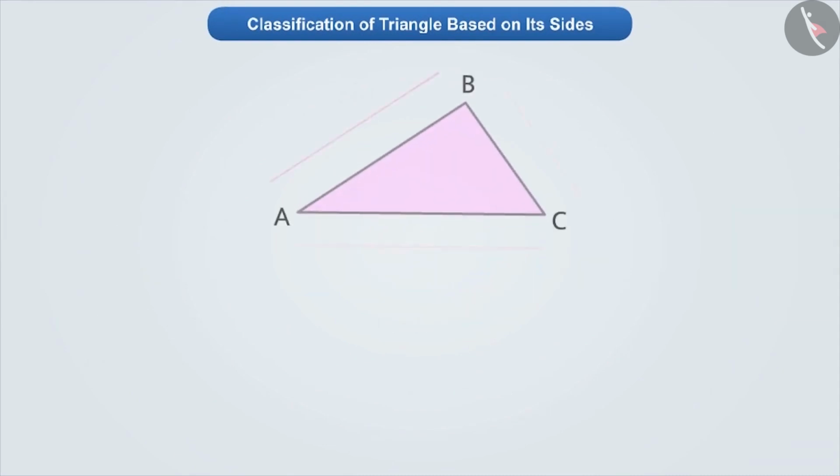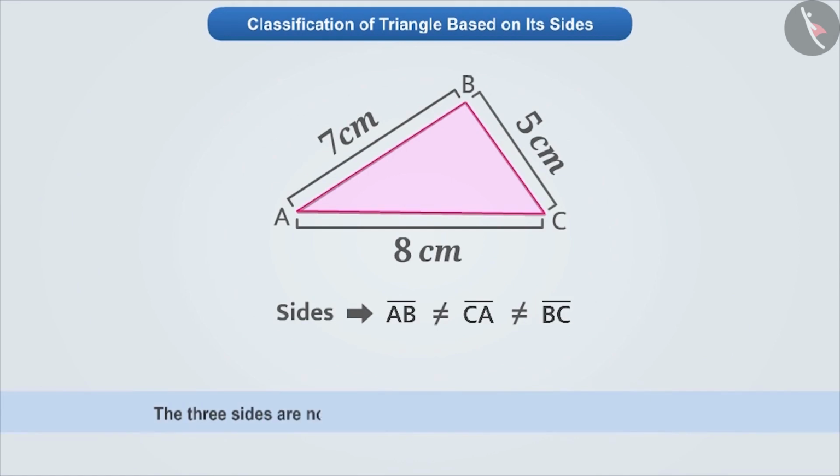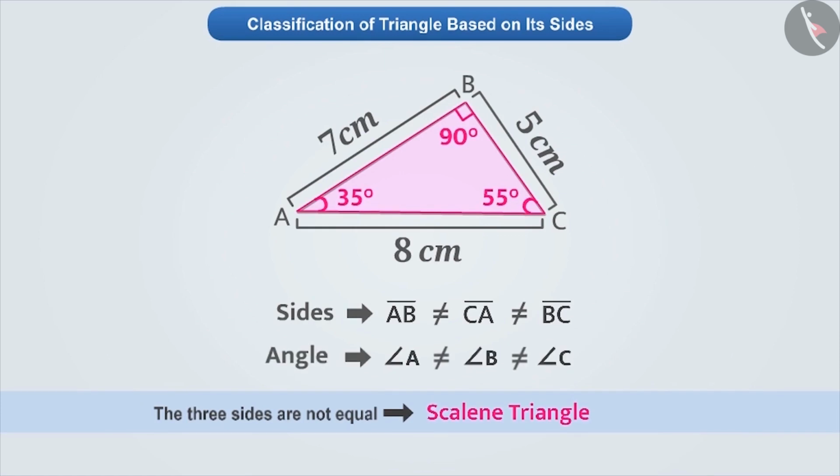Look at this triangle. If we take the measurement of its three sides, then we will know that all its three sides are not equal. Such triangles whose sides are not equal are called scalene triangles. If we take the measurement of its angles, then we will know that its angles are not equal. In this way, we can say that if all three sides of a triangle are not equal, then its angles are also not equal.